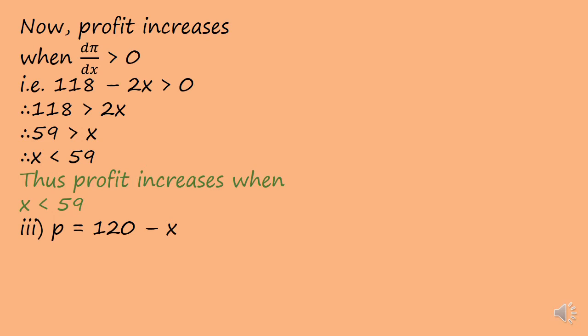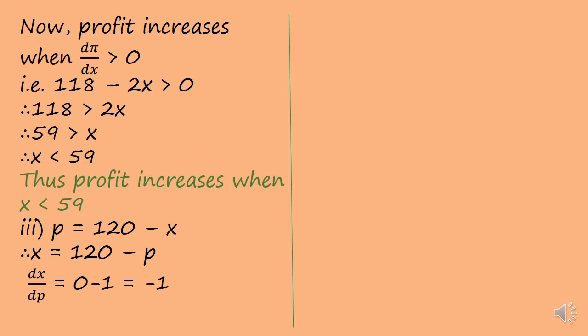In the third case, we have to find out elasticity of demand. Now look carefully. They have given us the price function, that is P is equal to 120 minus x. From this, we get the demand function this way, that is x is equal to 120 minus P. This is our demand function. Now we find the derivative of demand with respect to price by doing dx by dp, which comes out as minus 1. 120 minus P becomes 0 minus 1, which is minus 1.